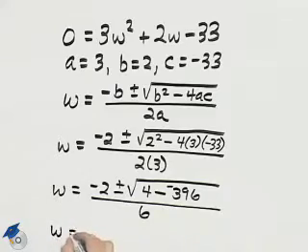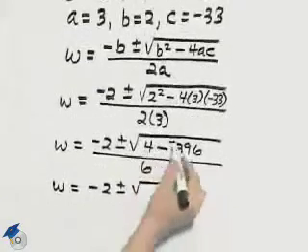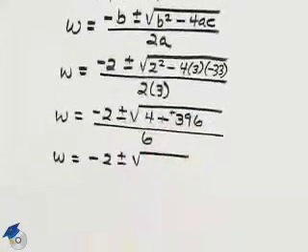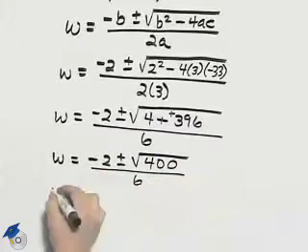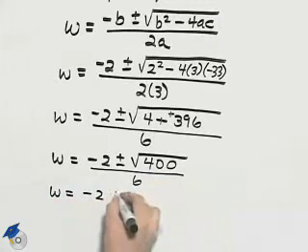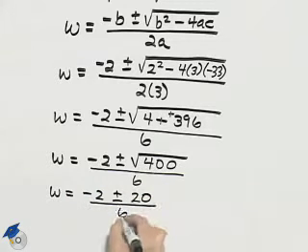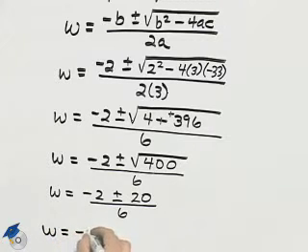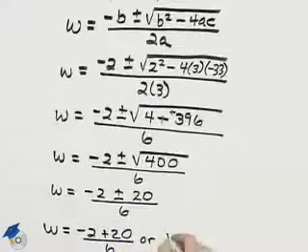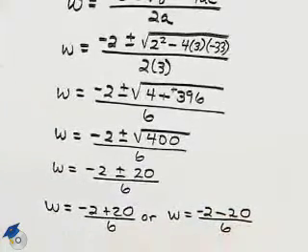We can simplify further. We'll have negative 2 plus or minus, we have 4 minus a negative, so 4 plus a positive 396, which is 400, all over 6. Now 400 is a perfect square, so the square root of 400 is 20. I can now simplify this by breaking it up into W equal to negative 2 plus 20 divided by 6, or W equals negative 2 minus 20 divided by 6.